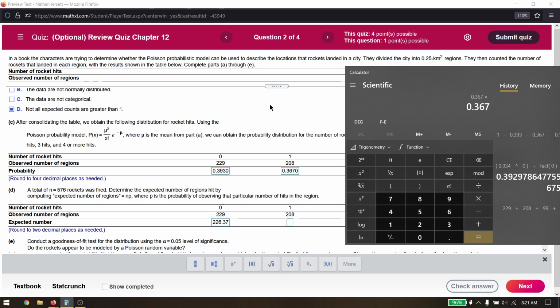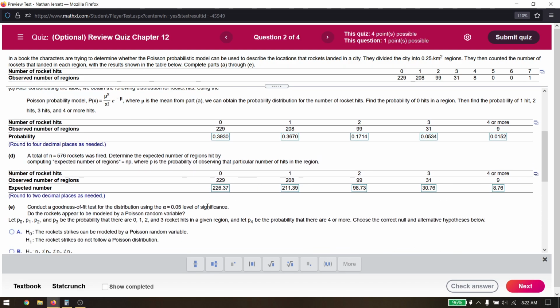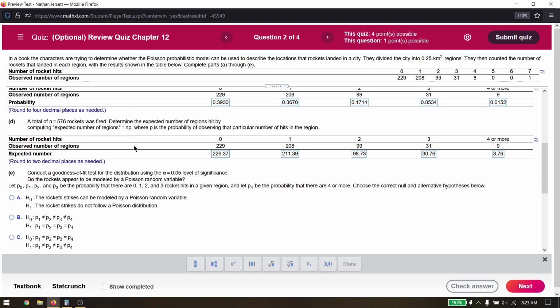367 times 576, 211.39. Let me just go ahead and fill in the rest. All right, I got 211.39, that's pretty close. 98.73, very close to 99. 30.76, that's about 31, and then 876, that's about 9. So these are all very close to the observed. So the Poisson probability model looks to be quite accurate.